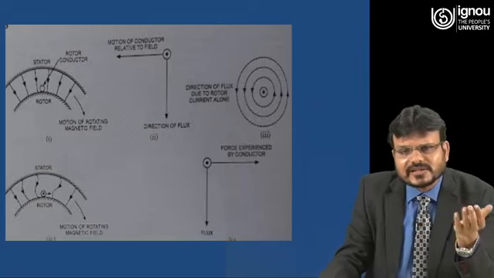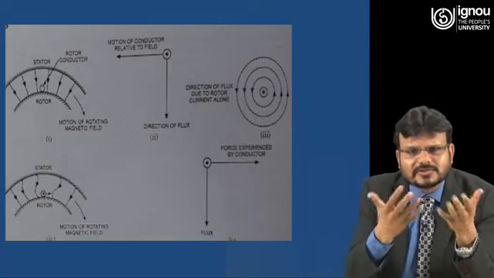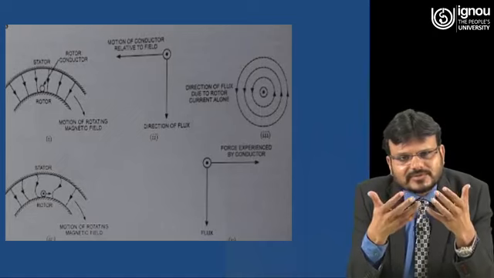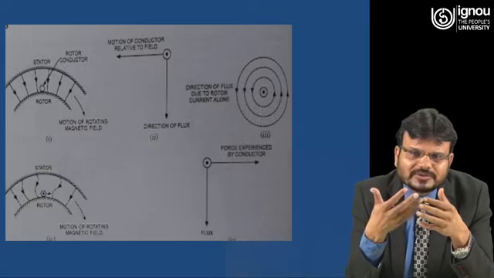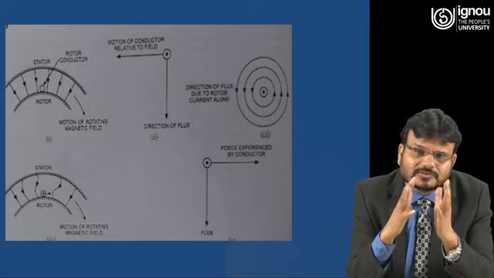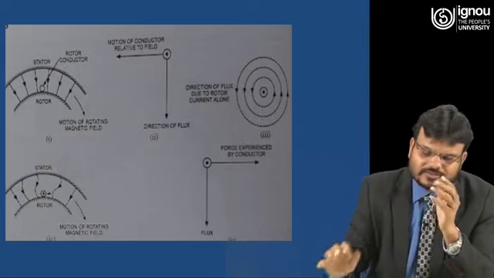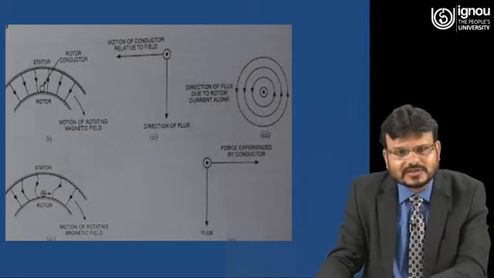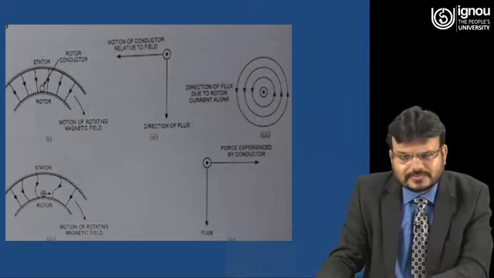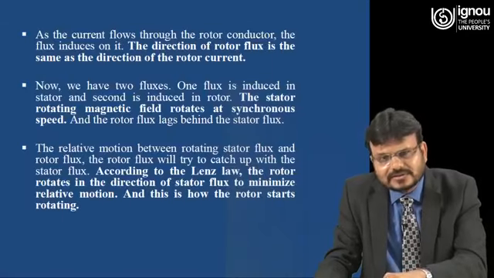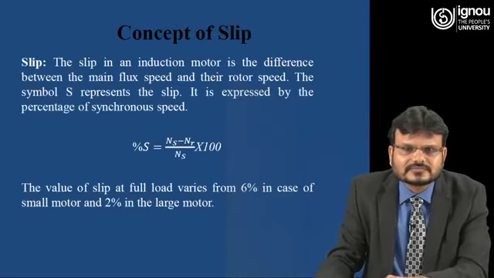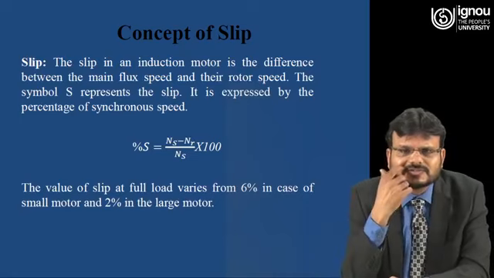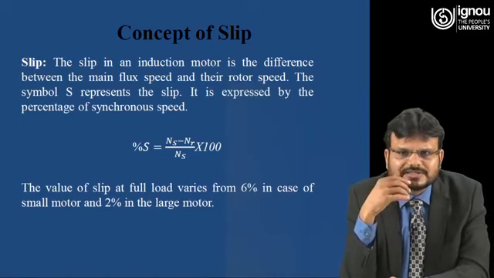In the next half cycle, what will happen? All the directions will be changed. The direction of the stator winding flux will change, and similarly the direction of the rotor winding flux will change. But the direction of the rotor will be the same, that means clockwise. So this is the principle of the three-phase induction motor. The concept of slip will be discussed in the next lecture.